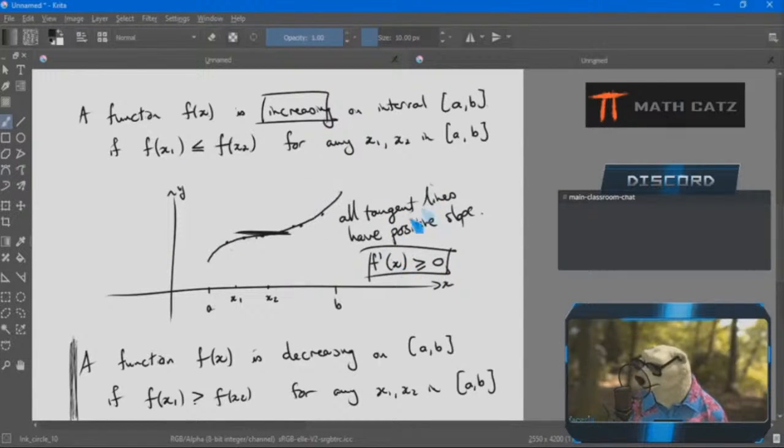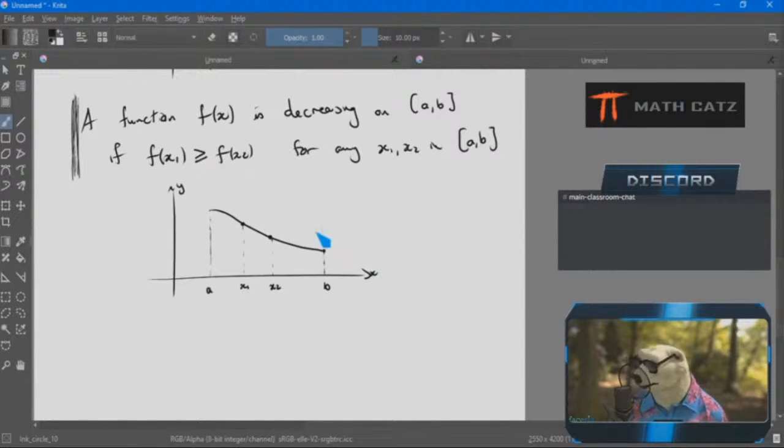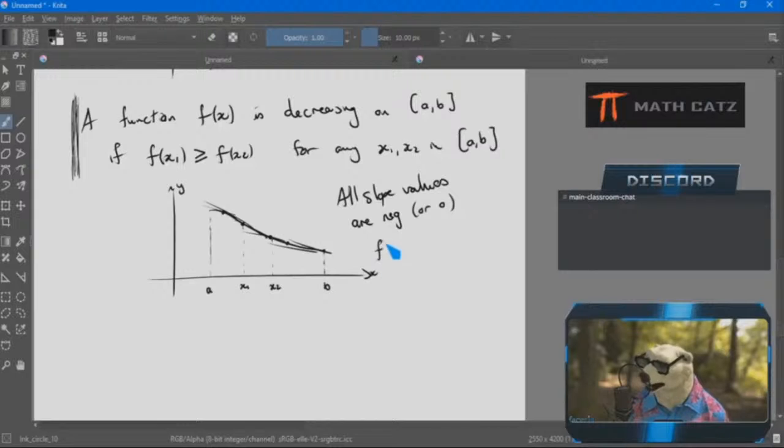I just need positive or not negative slopes. Here it's going to be the same. For decreasing, I'm going to be okay and allow the equal sign for reasons I just said. Even though it's sometimes going to be flat, my slope lines, they're always going to be negative. So all slope values in a section like this will be negative or 0, meaning that my derivative needs to be less than or equal to 0.